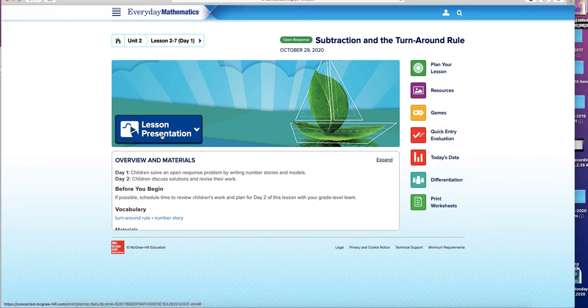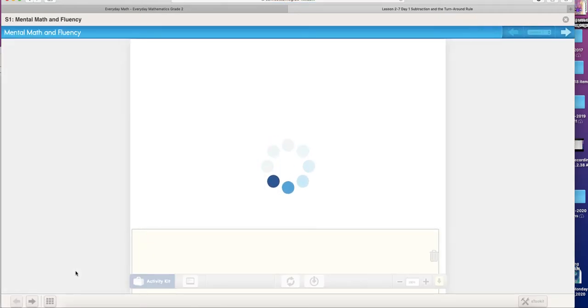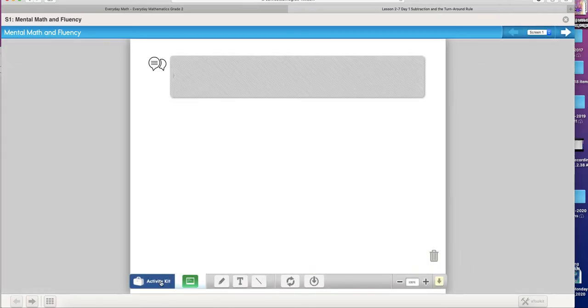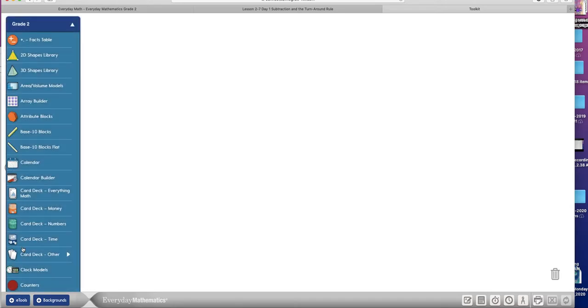So let me go into our lesson real quick here, and I want to get my toolkit page first. I'm not going to start with the mental math yet for today's lesson. I want to start with my toolkit first. So we'll hold off on our bell ringer just for a second. I'm going to pull a domino up here. I just want to do a quick review talking about what we did yesterday with the dominoes so that we can remember the turnaround rule.